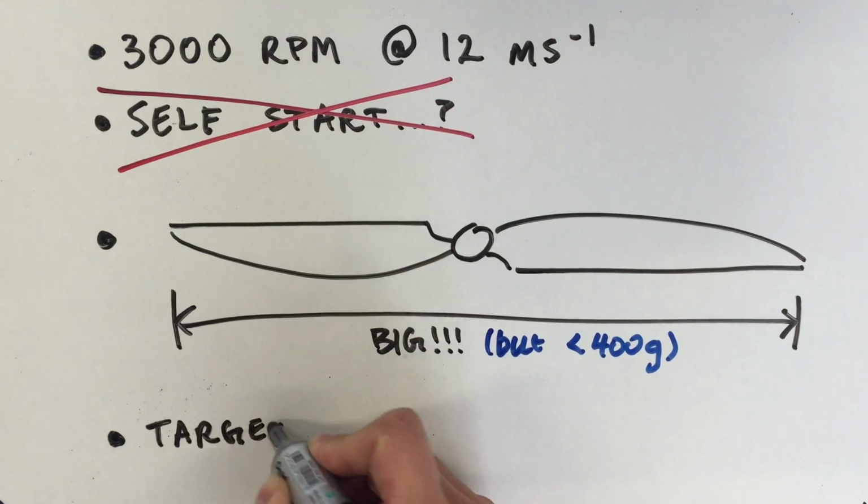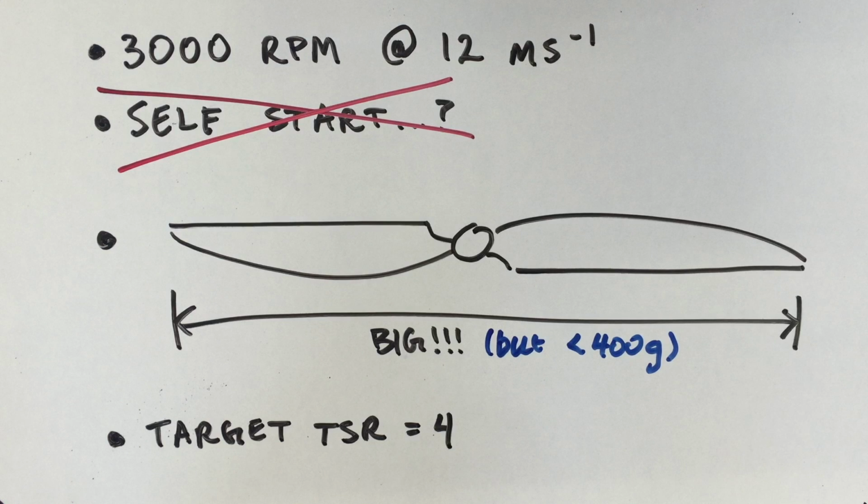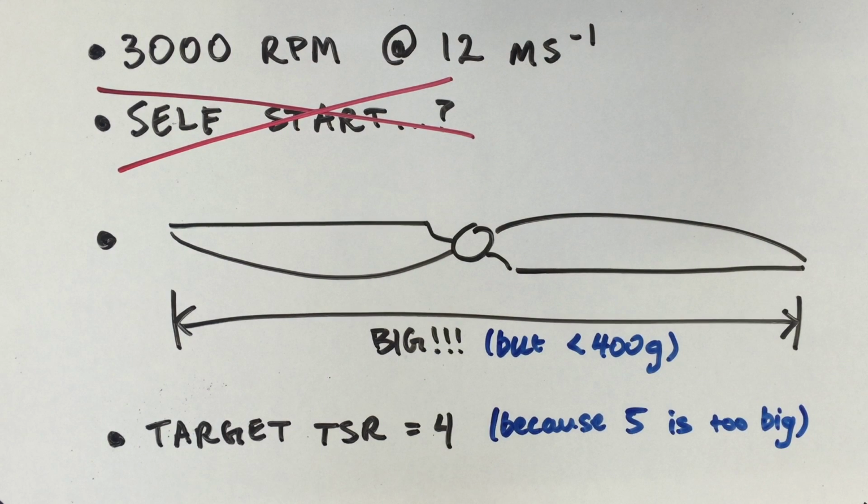Our target tip speed ratio was 4. This was chosen because we had observed that previous wind turbine experiments using similar design parameters typically exceeded their target TSR, and aiming for a larger value of TSR, such as 5, might lead to the turbine exceeding the RPM limit, which occurs at a TSR of 5.37 for our blade diameter and a 12 meter per second wind speed.